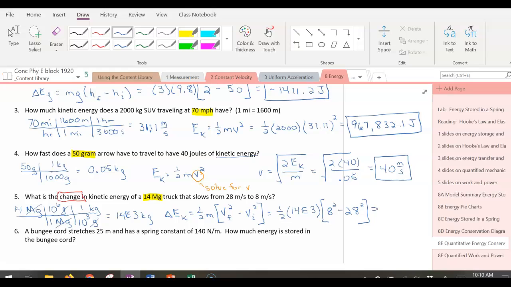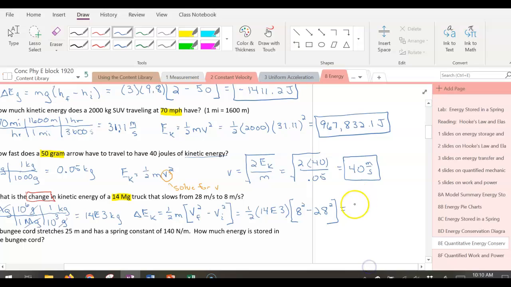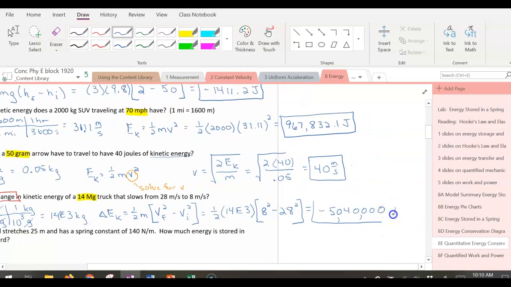Okay, so 0.5 times 14 e to the third times 8 squared minus 28 squared. And I get negative, let's see, I'm going to have to write it out to say it. I've got negative 5,040,000 joules.